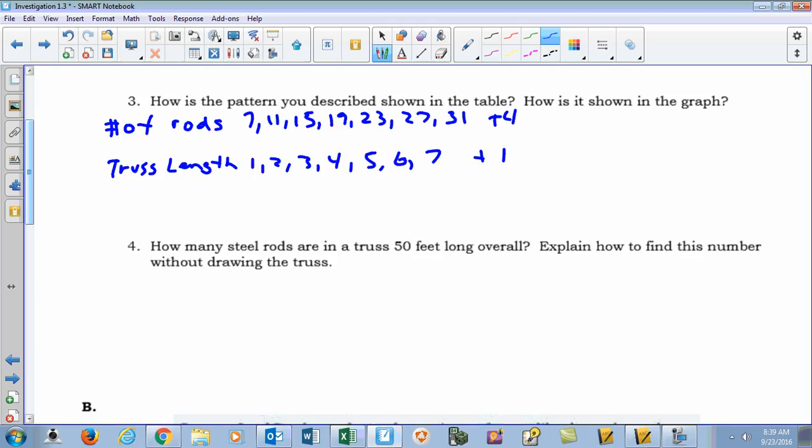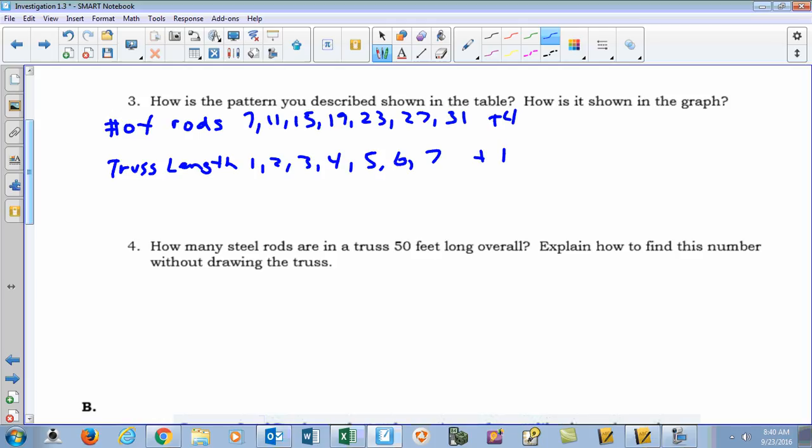How do you see it in the graph then? How do you see that increase in the graph? It has a steady line. Yeah, it's a straight line, right? You see the straight line? It goes up by 4 and over 1 every time, right, on the graph? Up 4 and over 1, up 4, because that's our slope, right?